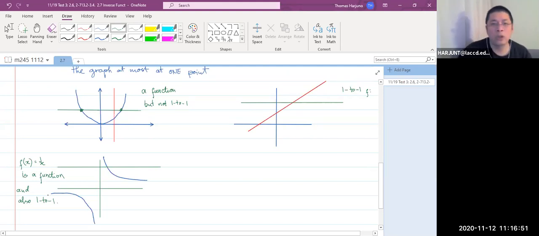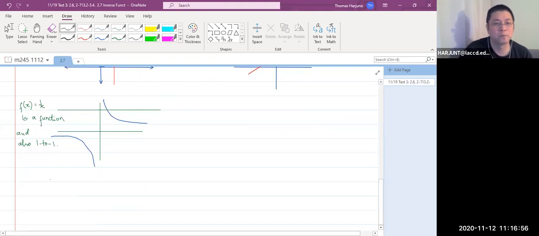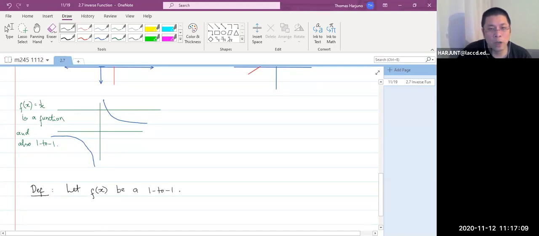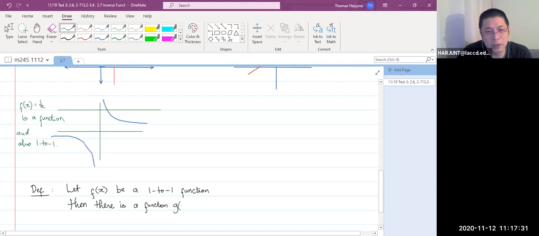Now, once we have a one-to-one function, then we can talk about an inverse function. Definition: let f(x) be a one-to-one function. So it is one-to-one and it is a function. Then there is a function, let's call that g(x) for now, also one-to-one, that undoes what f(x) does.